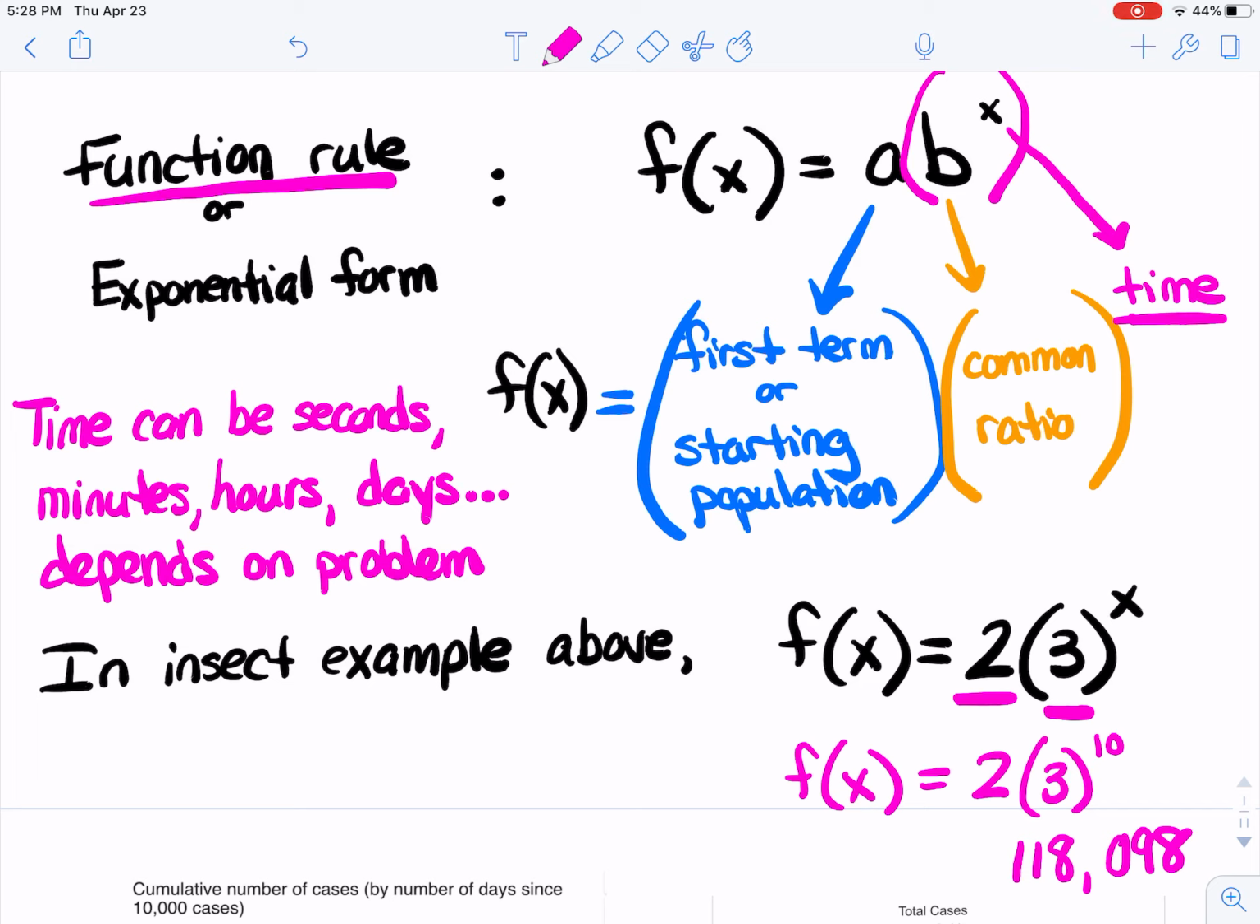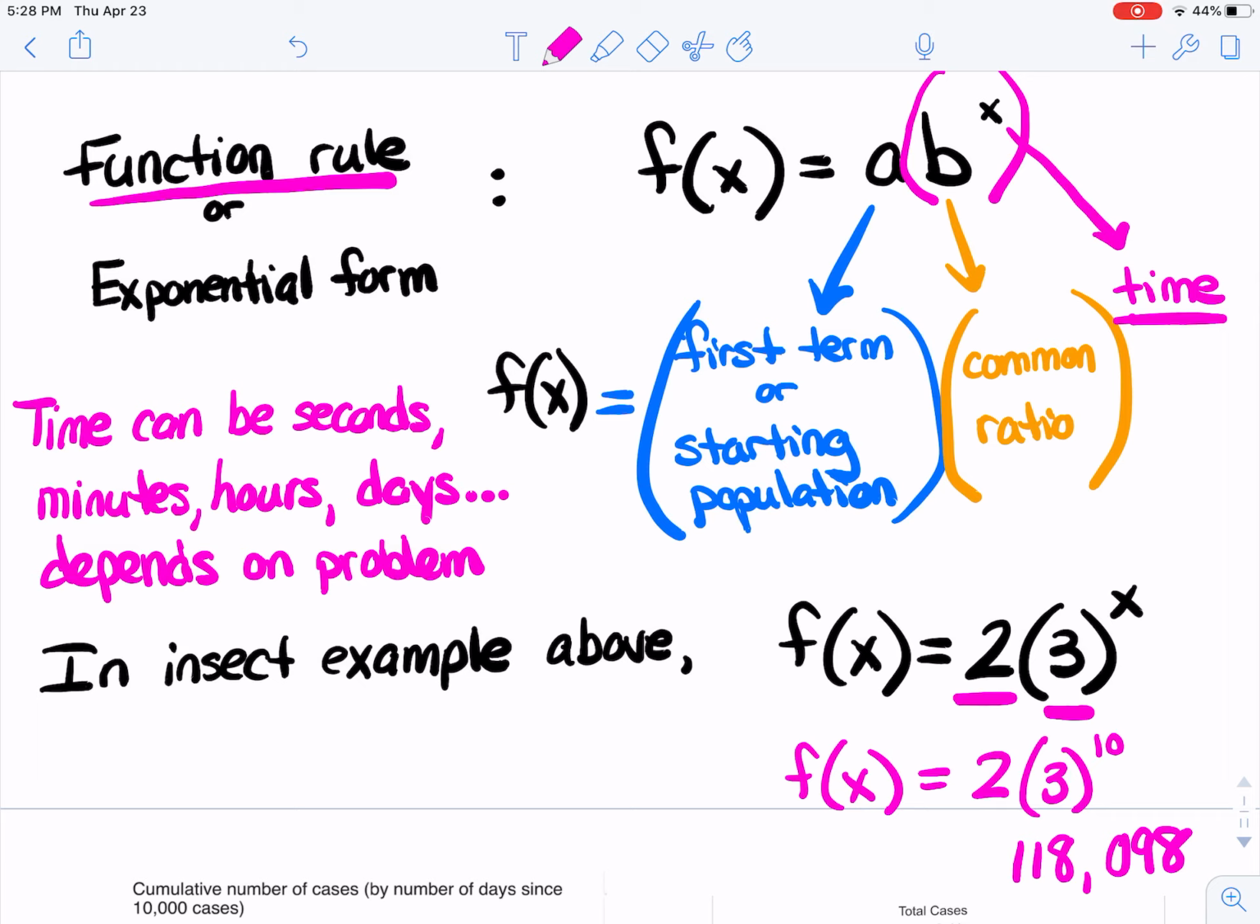We don't do too much conversion, but you should be able to know that there are 60 seconds in a minute, 60 minutes in an hour, 24 hours in a day, 52 days in a year, and then that's basically as far as we go with that.